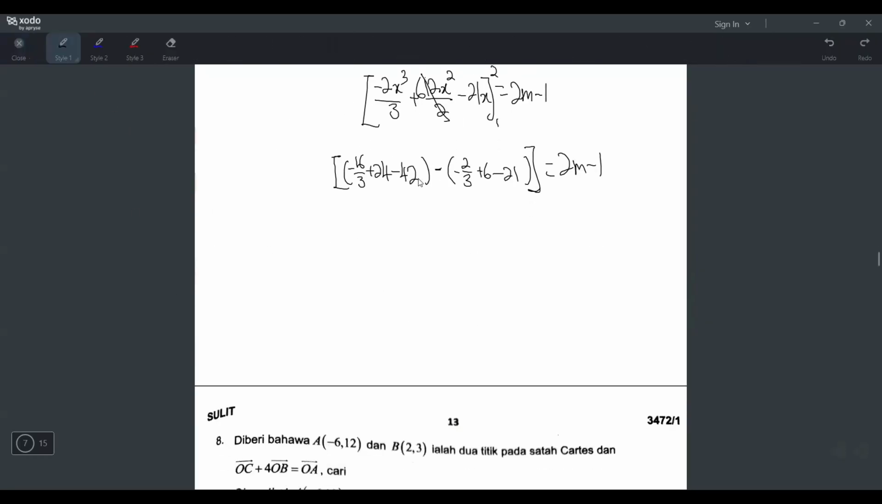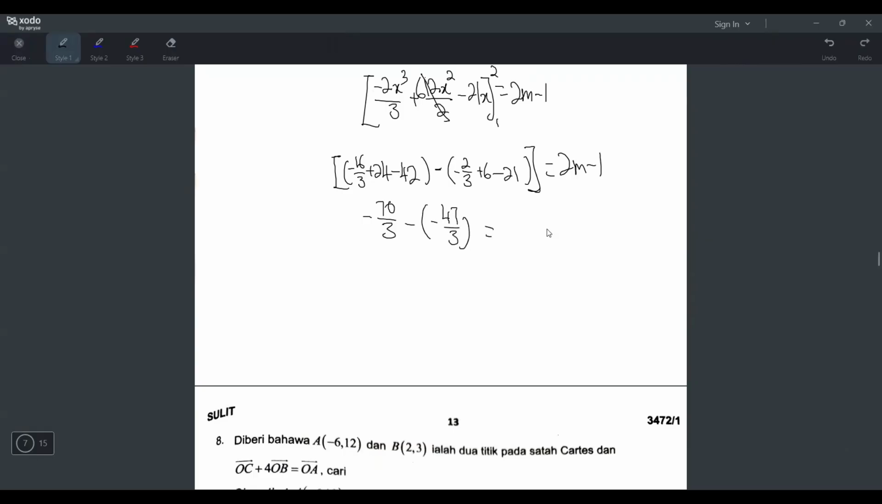Now we can use calculator, press this, and then pindah, then you get your answer. Okay, let's press. -16 over 3 plus 24 minus 42. Okay, -70 over 3. Tulis lah. And then here minus, so saya pun minus. What is -2 over 3 plus 6 minus 21? -47 over 3. So I have to use bracket.